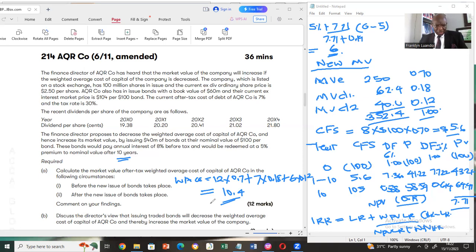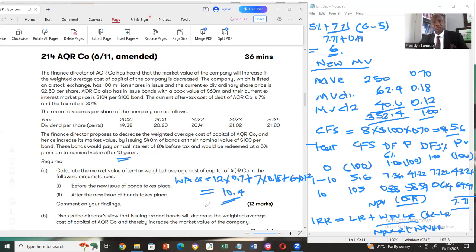Now, comment on your findings. When debt is increased, the proportion of debt rises, and because debt is cheaper than equity, because the interest on debt is allowable, it will reduce the cost of capital. The cost of capital that we calculated without the new debt was 11%.